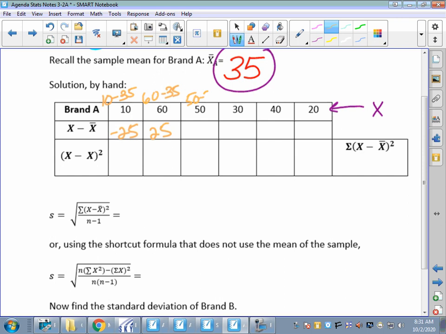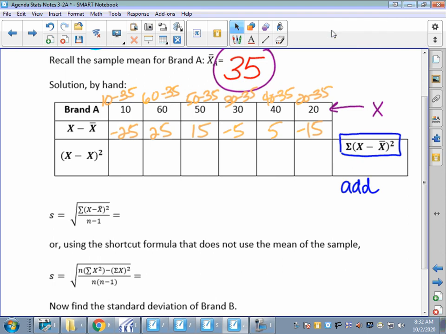So here I'm going to do 50 minus 35, so I'm going to get a 15. Hopefully you're getting the hang of this, negative 5. And I'm a little sloppy, but I don't want to take all day. All right, so now we take each one of those X minus X bars and we square them. I'll square them so I don't take all day with notes doing calculations, and then we'll put these together. After I square each one of these, I am going to find the sum of all those values. So I'm going to add that whole bottom row together. All right, ready, set, do some math.